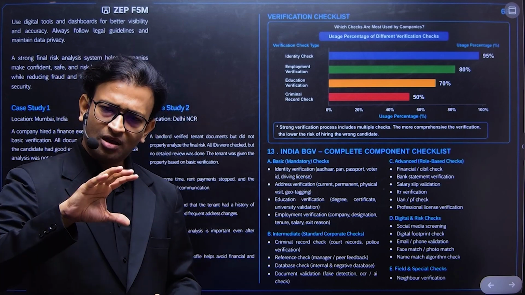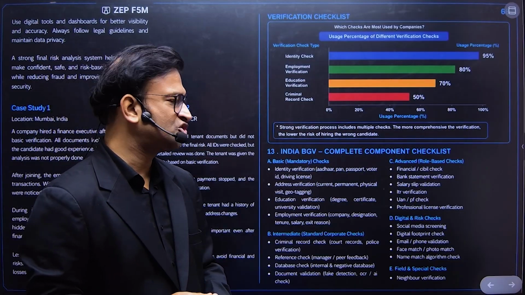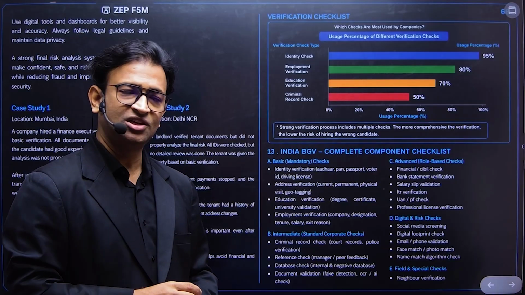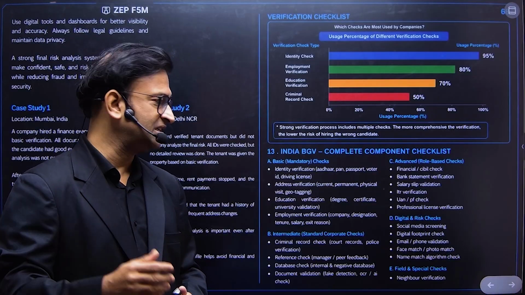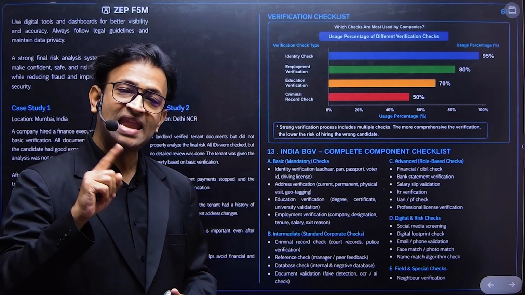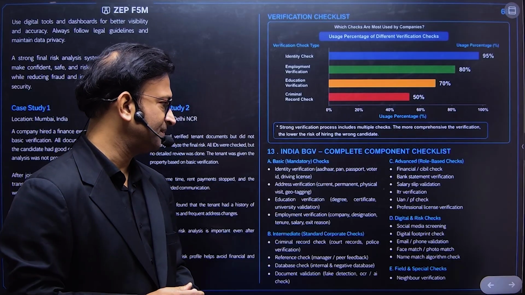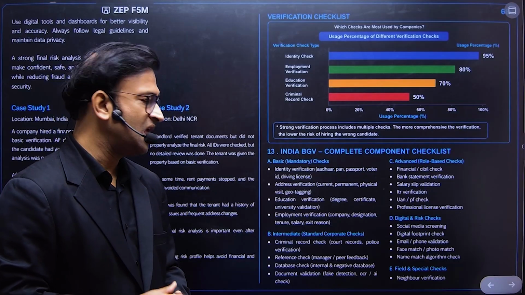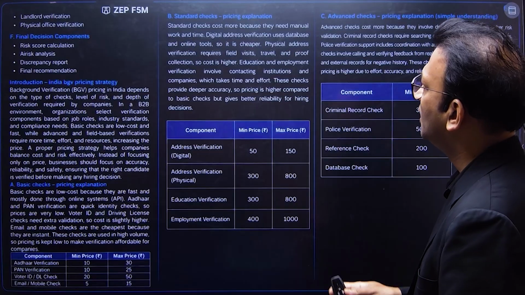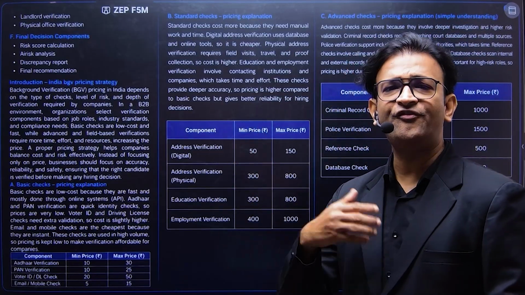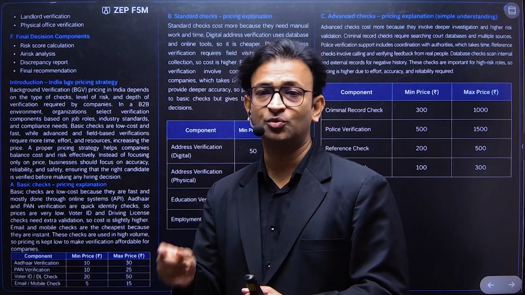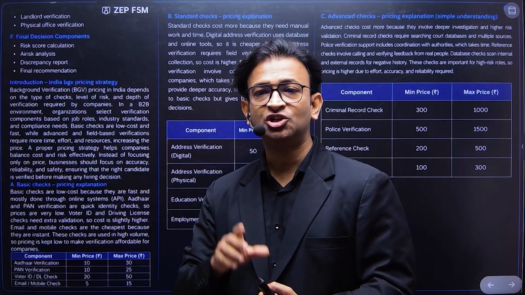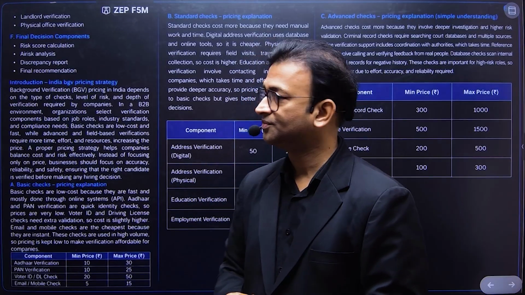D, online, digital and risk checks: social media screening, digital footprint check, email and phone validation, face match, name match against the ID. And E, field and special checks: neighbor verification, landlord verification, and physical offline verification, which is not done online but physically going to the candidate's residence to show whether it's genuine or not.